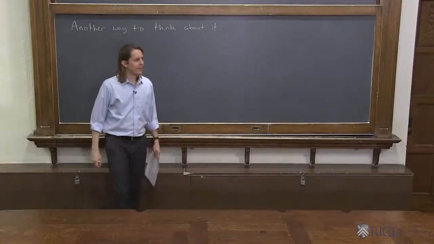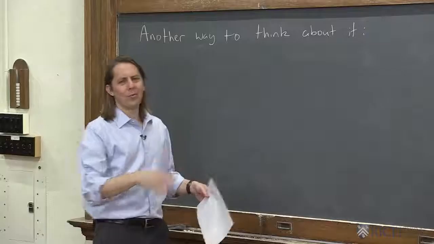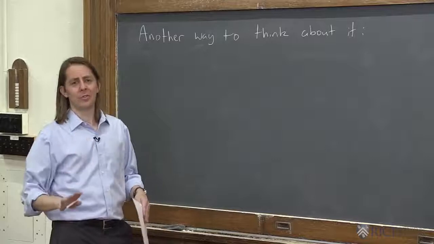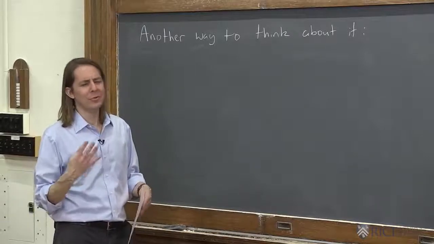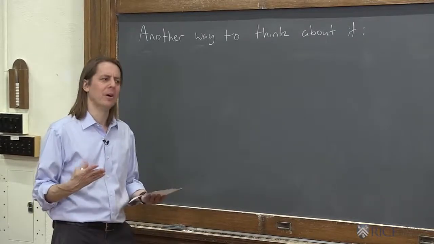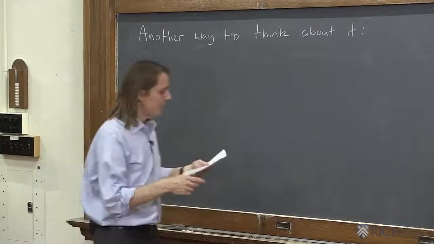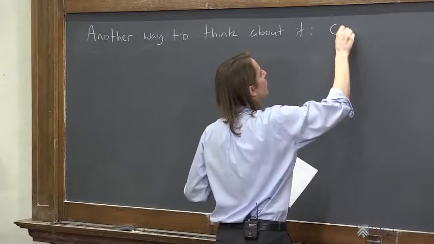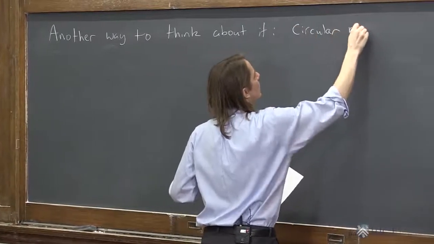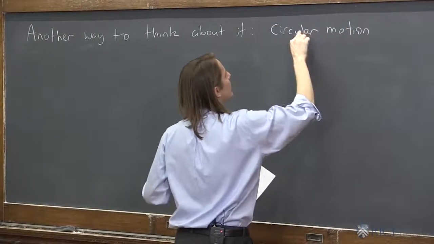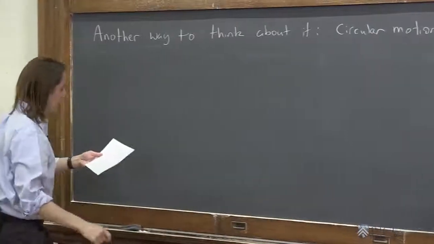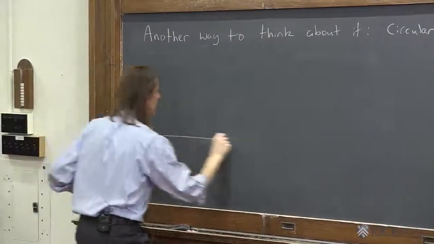Now, I know what you're thinking: is all this mathematical r cross p just a bunch of simple tricks and nonsense, right? You need an intuitive way to think about this. How do I intuitively think about a mass translating having angular momentum? So we're going to give you another way to think about it based on circular motion. We can think of this translational motion as circular, and maybe that will make it more real.